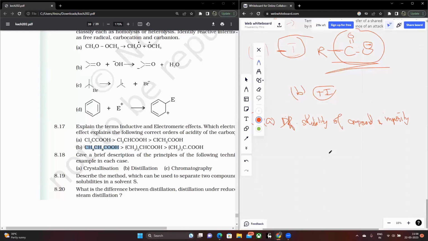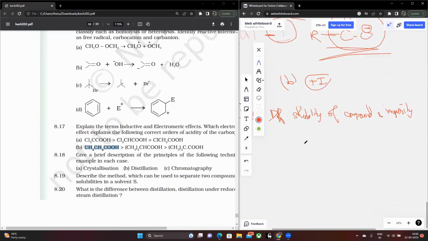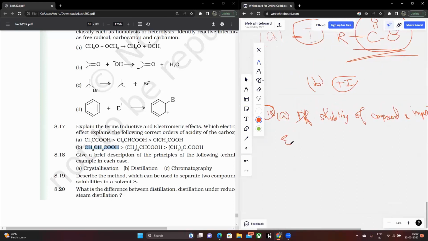And then what happens is you get pure crystals on the sides of the test tube. You filter the solution out, and then you basically scratch the sides of the test tube to get pure crystals of the compound you want to obtain. The impurities remain in the solution. The example is basically the crystallization of copper sulfate.